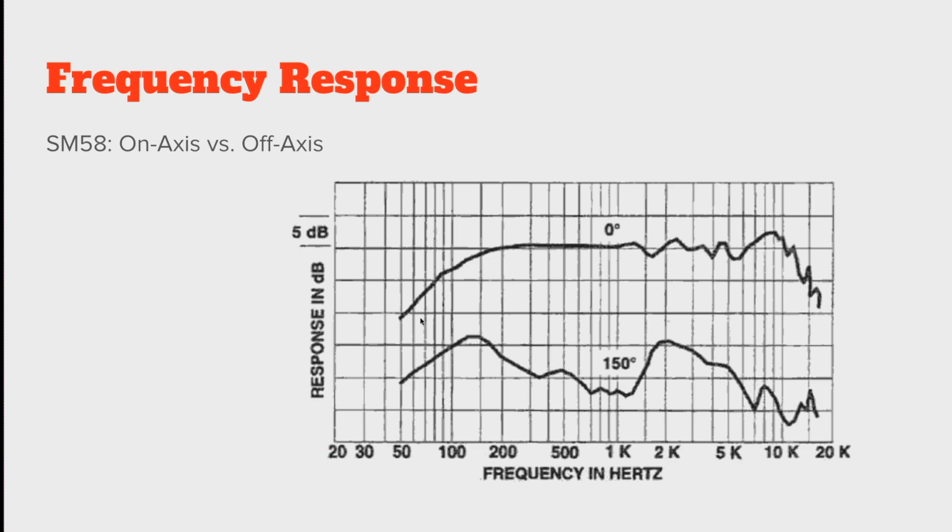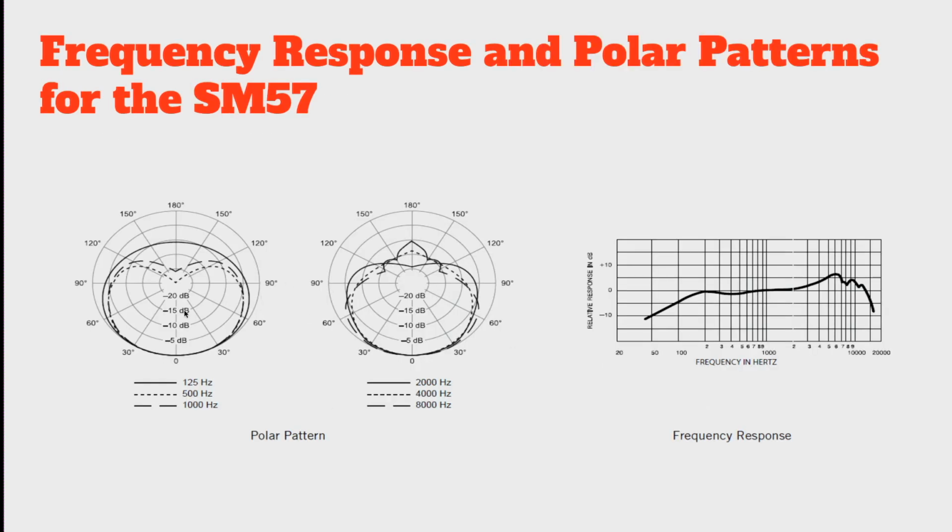So what we're seeing here is the sound of an SM58, a slightly different microphone, so a slightly different frequency response than the SM57. But we can see here on the lower half, the same microphone with a frequency response at 150 degrees off axis. We can see it's a very, very different frequency response. And this is just showing us the same kind of information that we saw here on the left side, where we see different polar responses at different frequencies.